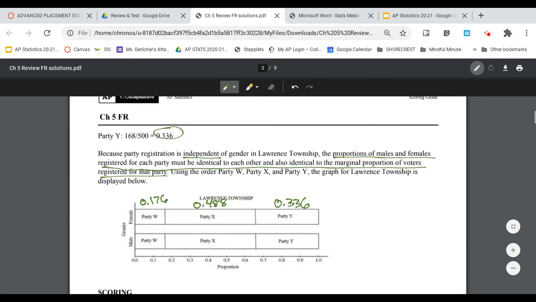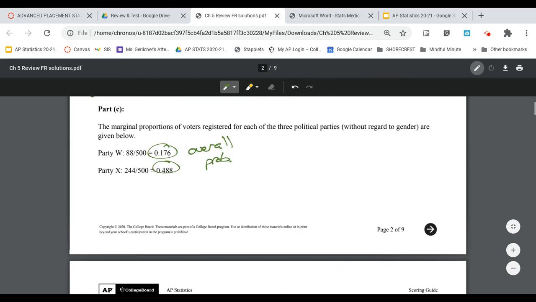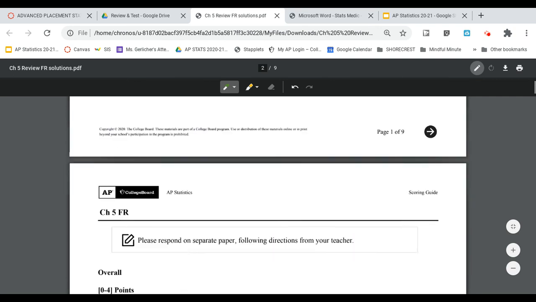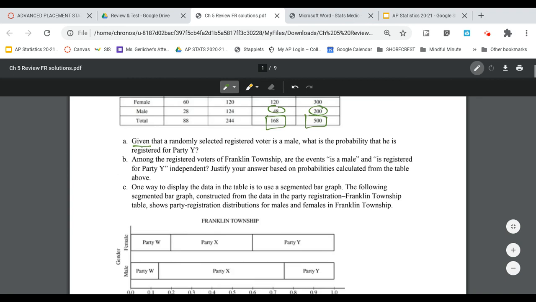Okay, then for part C, scroll back up to page 2. So they said that we're going to assume now that gender is independent. So the male and female are going to look the same regardless of what's going on with party. And they said that it was the same. Oh, what's the wording? Scroll back up to page 1 to see the original problem.